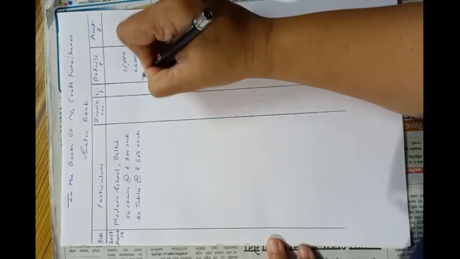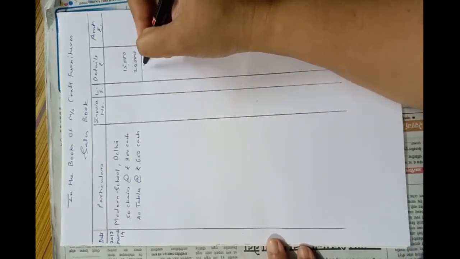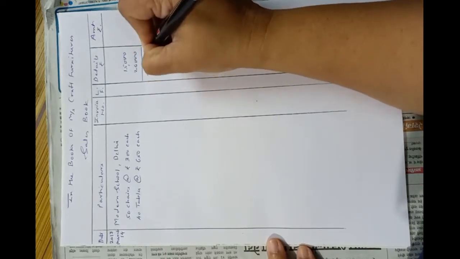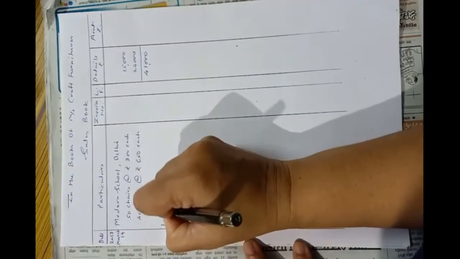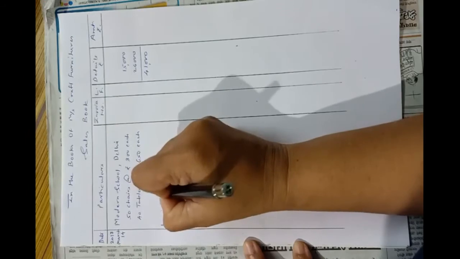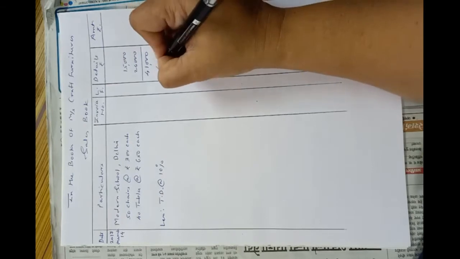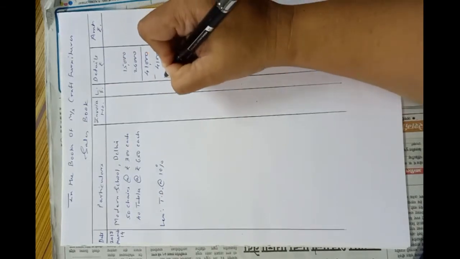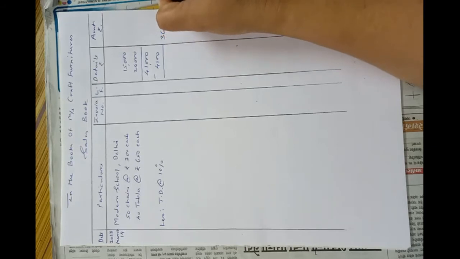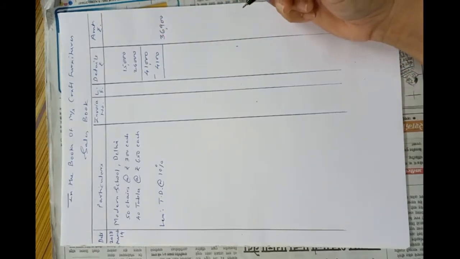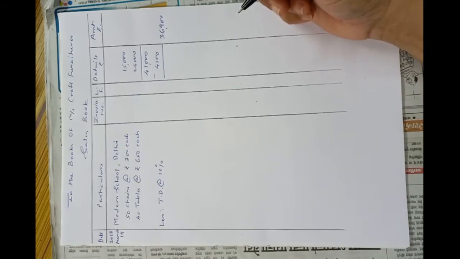Now we have to add these two amounts. So it is 41,000. And now we have to deduct 10% discount. So less trade discount at 10%. 10% of 41,000 is 4,100. So the final answer will be 36,900 for this transaction.